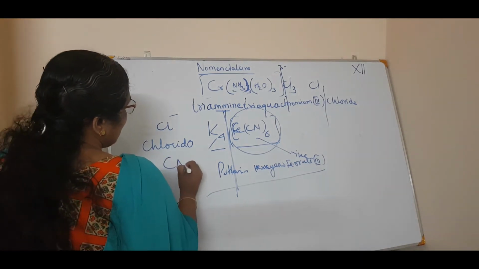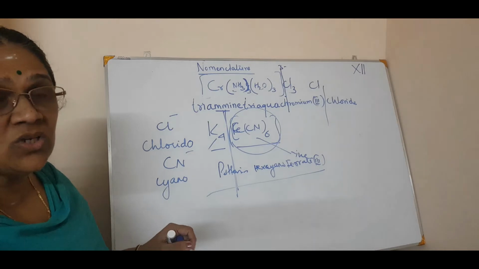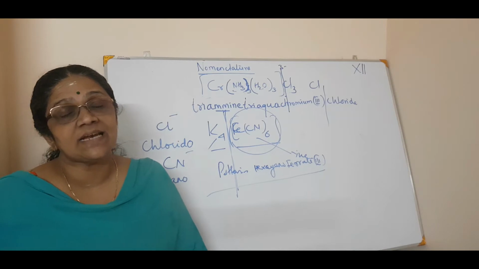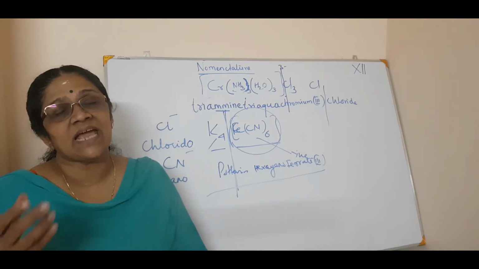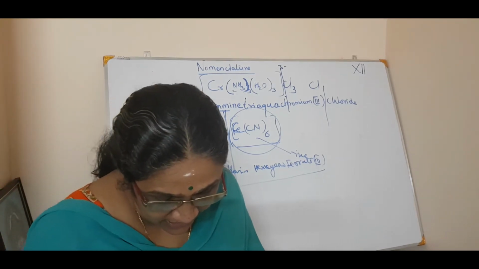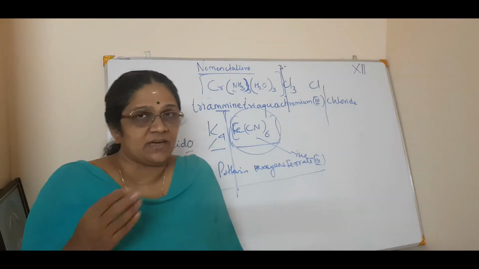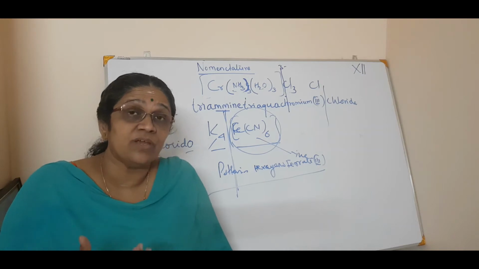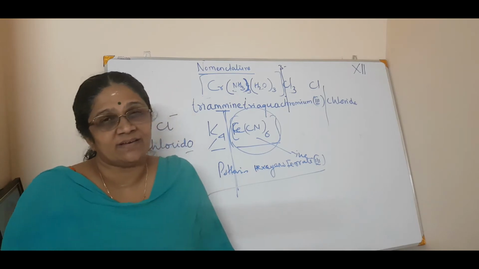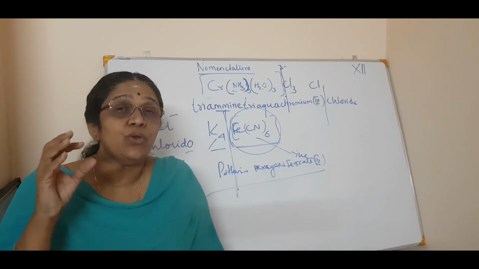Then cyano, CN minus. See? Cyano. So it should end in O. That means if the ligands are negative ions, then the name must end in the letter O. That is a very important rule. Correct? Then what is that? That of neutral and cationic ligands. If the ligand is neutral, or if the ligand is positive also, then the same name can be applied to it. Correct? But there are exceptions for neutral molecules.